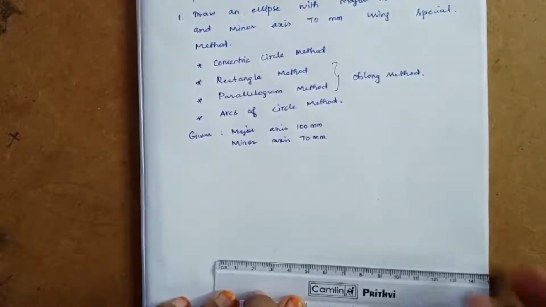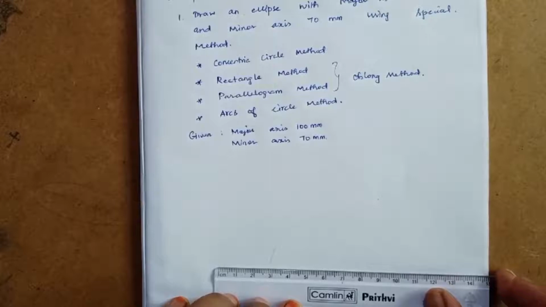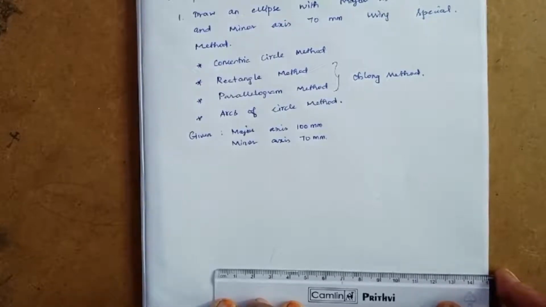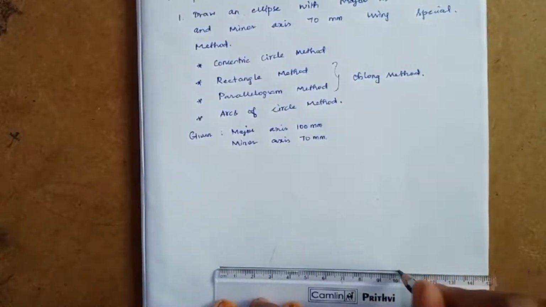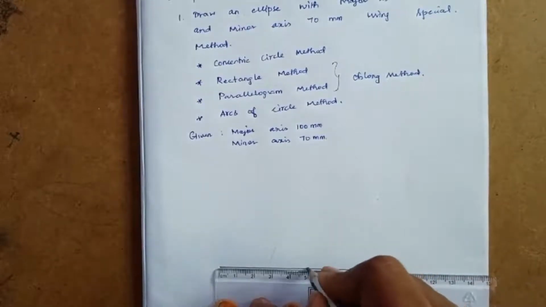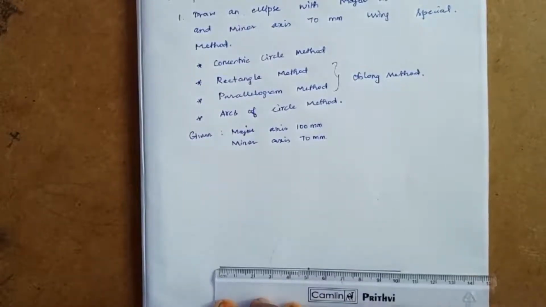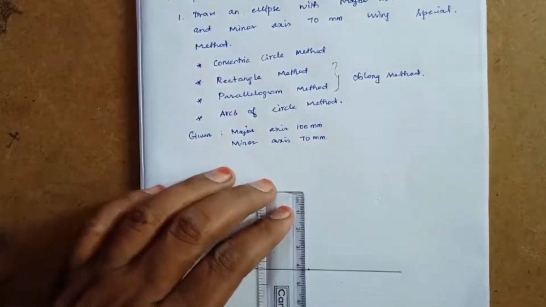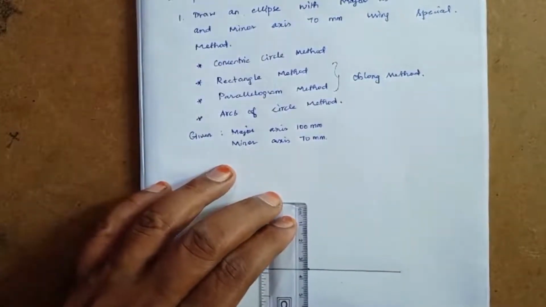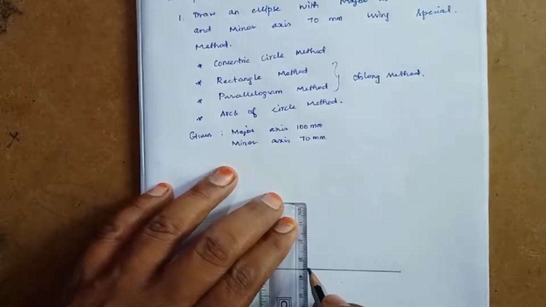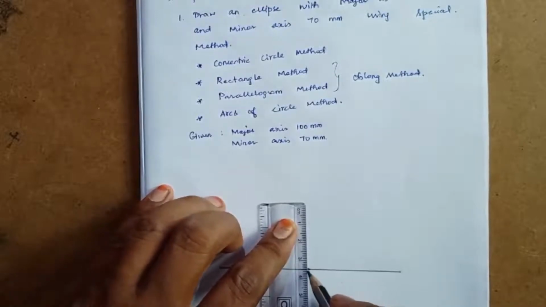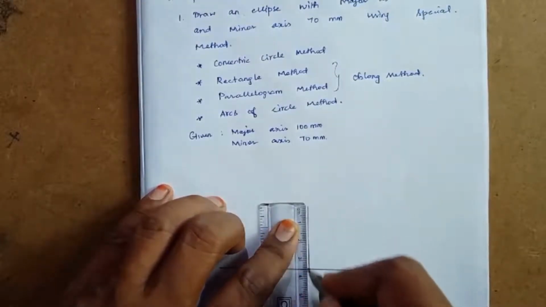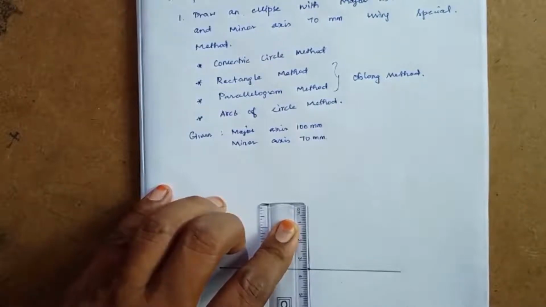First step, draw the major axis and minor axis to the given dimension. Here the given dimension is 10 centimeter, I mean 100 mm. Draw the major axis and find the midpoint. Draw the major axis horizontally and the minor axis vertically. This minor axis is 70 mm. Both should intersect at the midpoint and bisect each other.